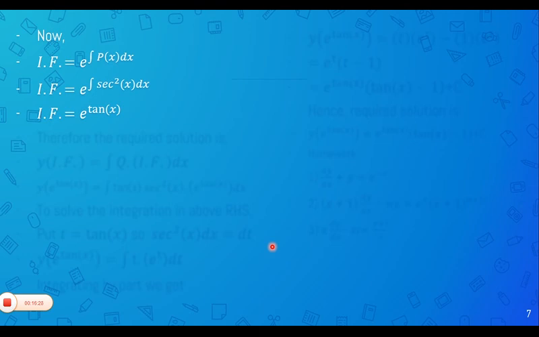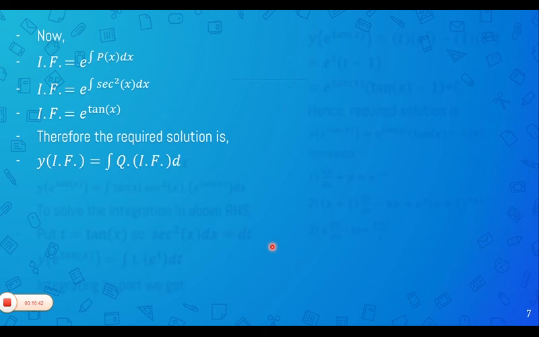Now let us find the general solution. The required solution is, as we know, y as it is into the integrating factor equal to integration of Q into the integrating factor dx. Just put the value of the integrating factor and you will get such an expression. Now the only problem is how to solve the integration on the right hand side. If you observe the right hand side, here is the exponential function, and the power of e is tan x.